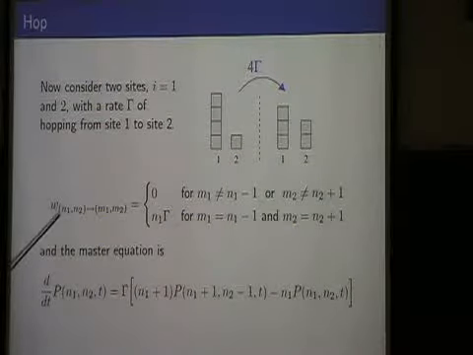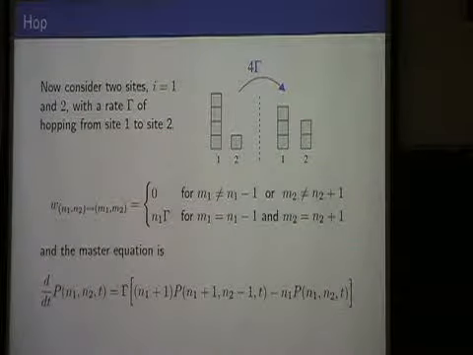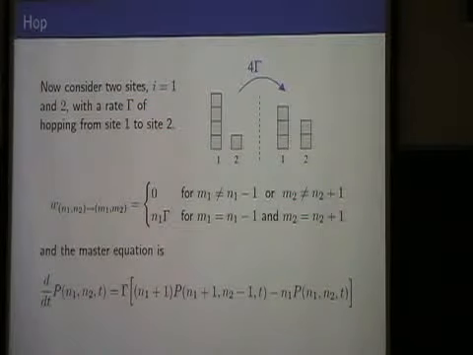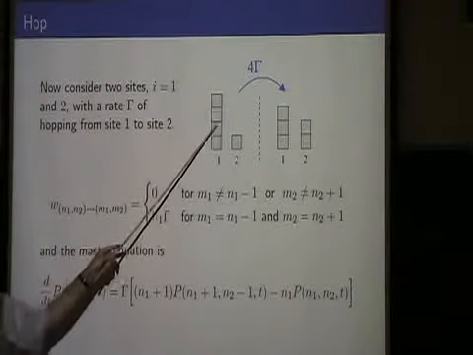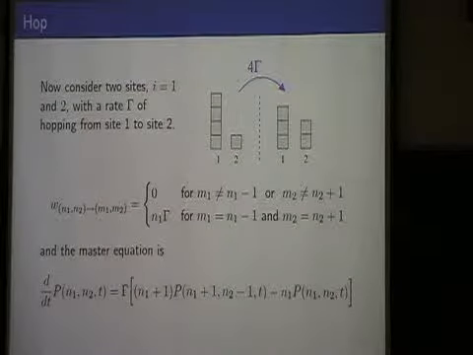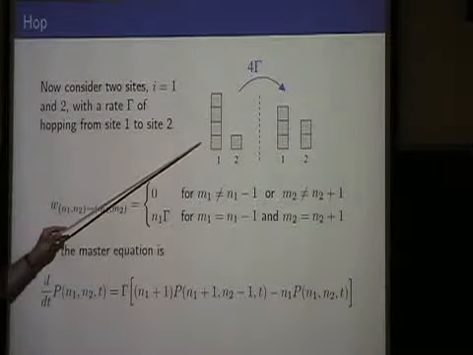We're going to go from some pair of occupations n1, n2 to some other pair m1, m2. And in this case, it's going from 4, 1 to 3, 2. And of course, you can see how that would happen. One of these 4 particles chose to hop here. Each particle is hopping with the rate gamma, so the overall rate is 4 gamma, because any one of those 4 could have been the one that did it.